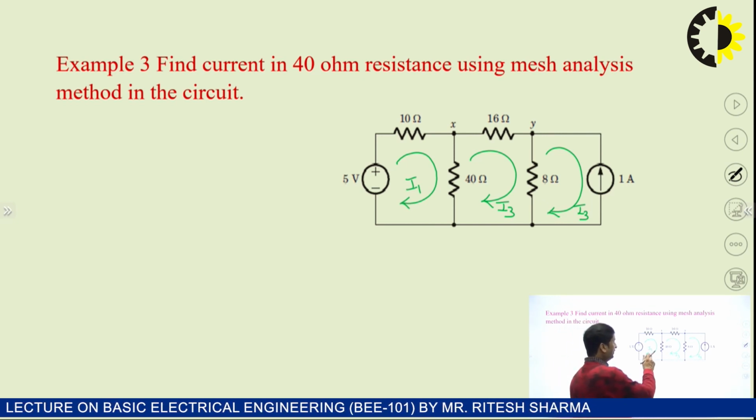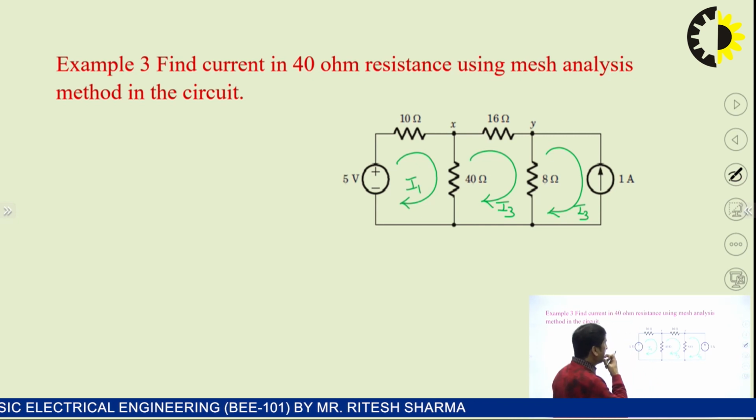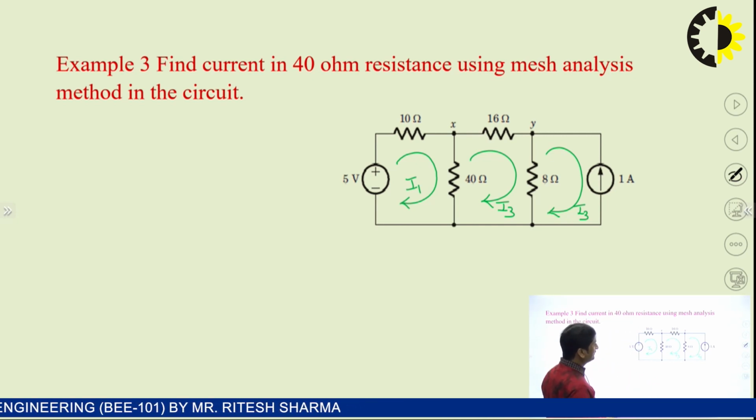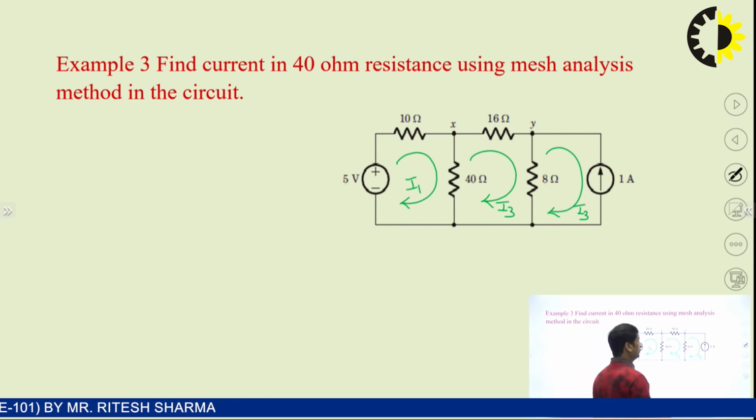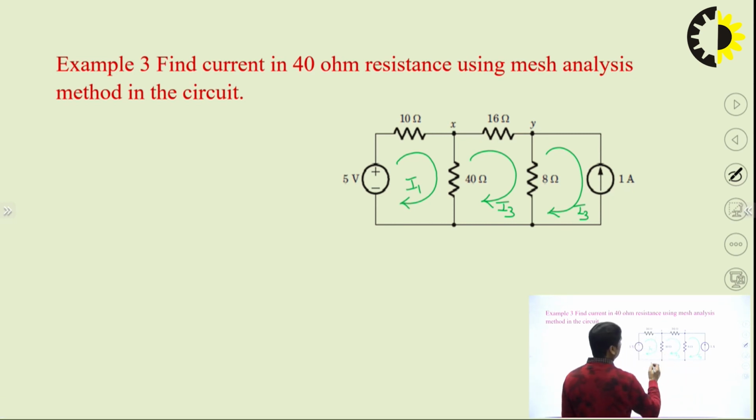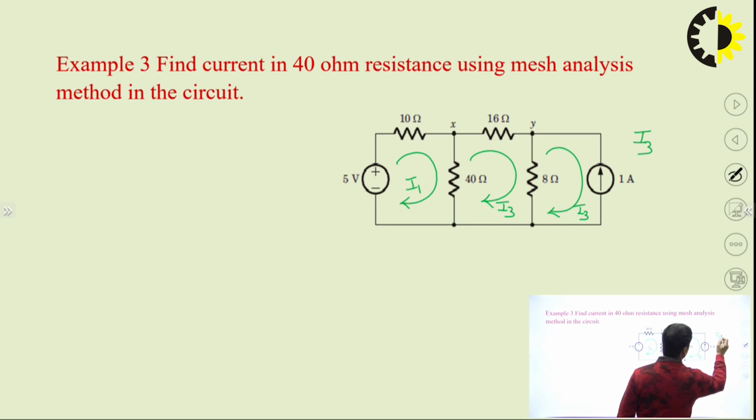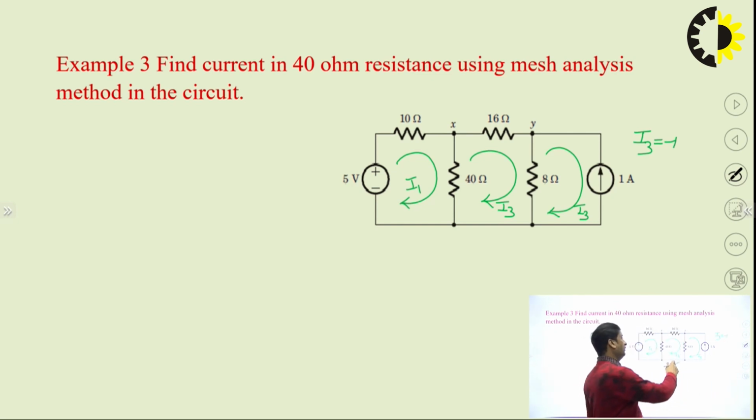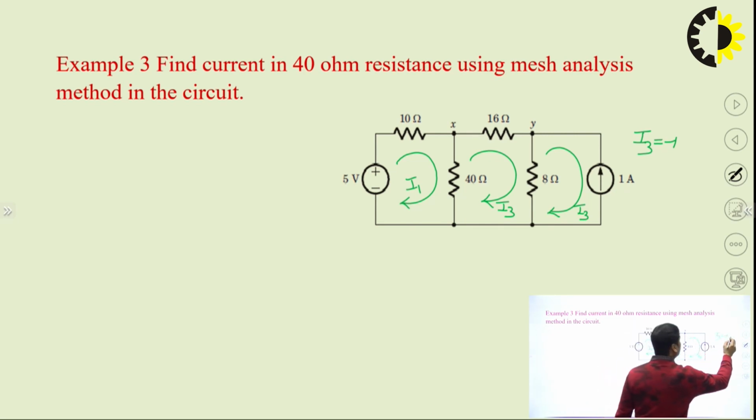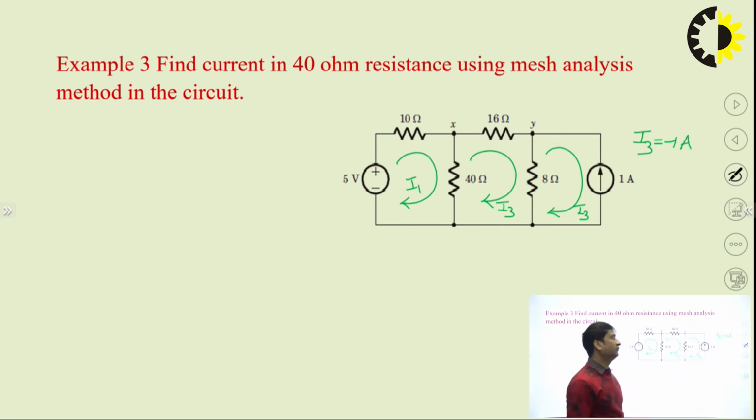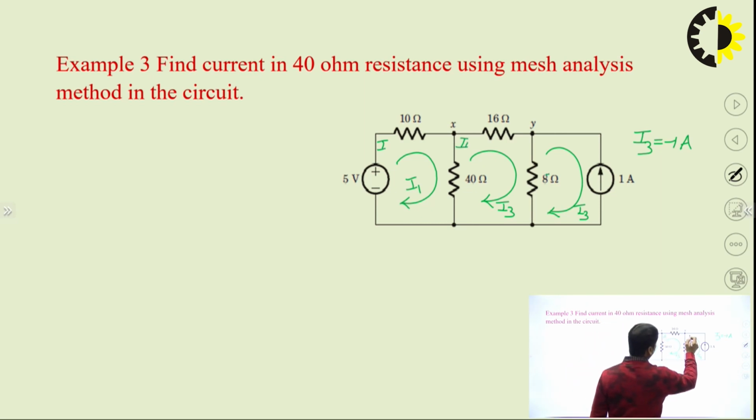Since there are 3 meshes, 3 equations are there. While looking at this network, we can see that there is a current source in the third mesh. So the value of I3 is, since the current source is going in this direction, I3 is -1, because I3 we have assumed in the clockwise direction, but current is going opposite to that. So I3 is equal to -1 ampere. Now apply the KVL in the first loop, second, and this is our third one.